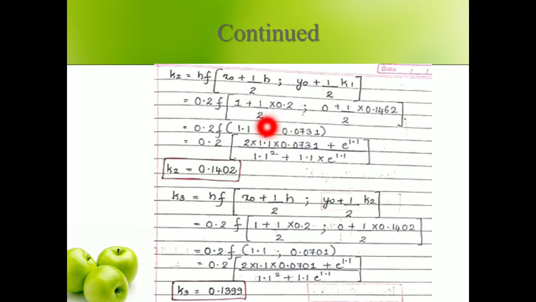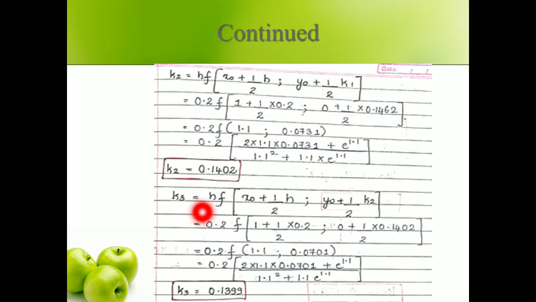Find out k2, that is h of f x naught plus half h, y naught plus half k1. After substituting the values, we get f of 1.1 and y to be 0.0731. Taking x as 1.1 and y as 0.0731, substituting in dy by dx, then multiplying by 0.2, we get 0.1402.